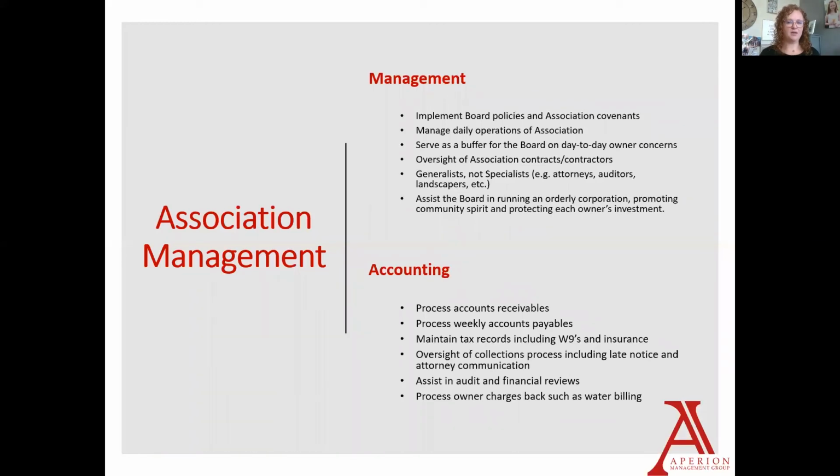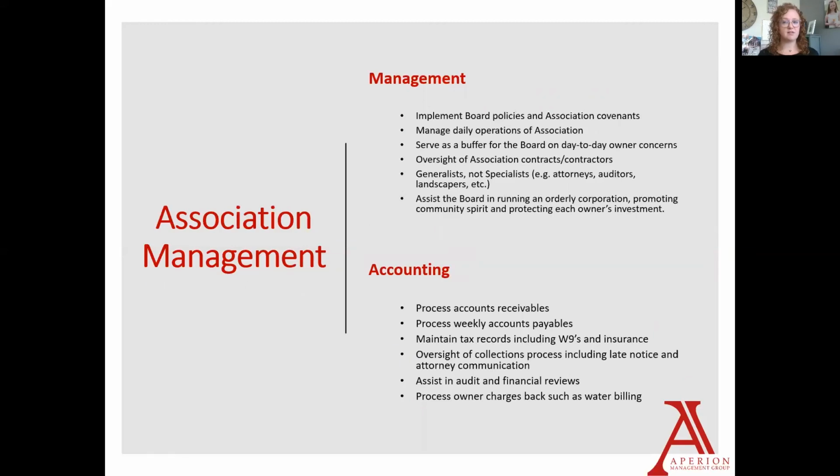And then the accounting team here at Appearing is really processing those daily transactions. We are processing your accounts receivable payments as they're coming in. We are processing your accounts payable weekly. We use a system called StrongRoom. Some of you as board members may be involved in the approval process of that accounts payable. We're making sure that your tax records are maintained. We're collecting W-9s so that the 1099s can be sent to those organizations here in January, February.